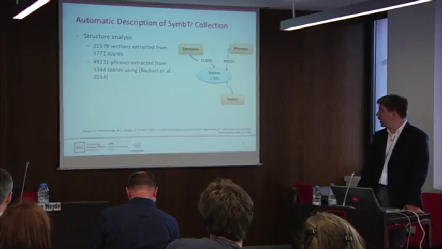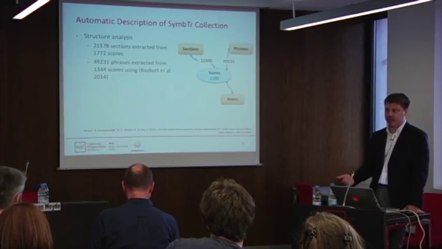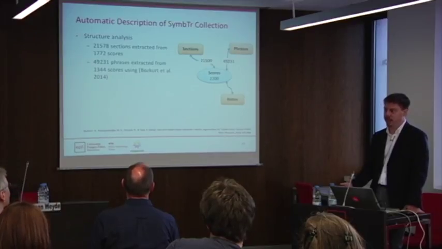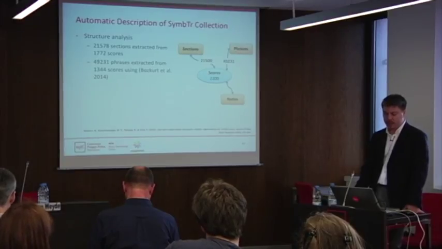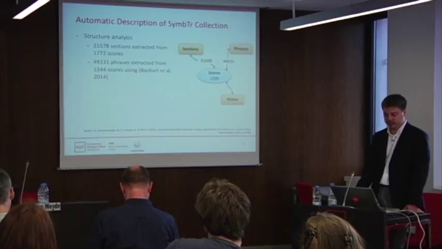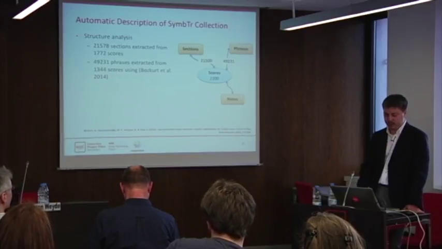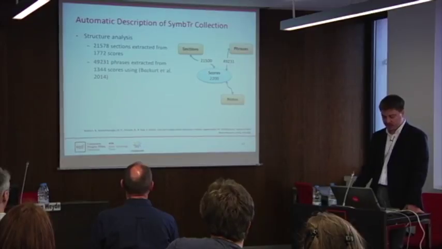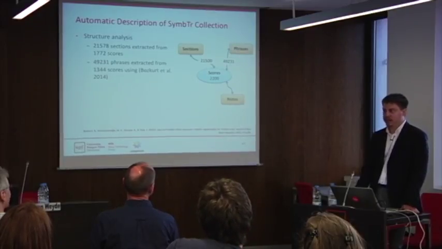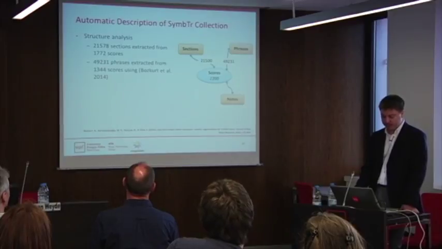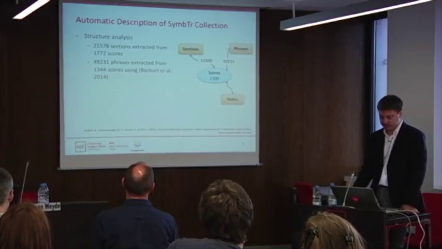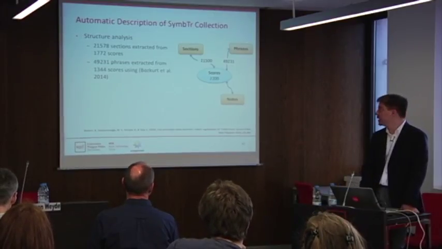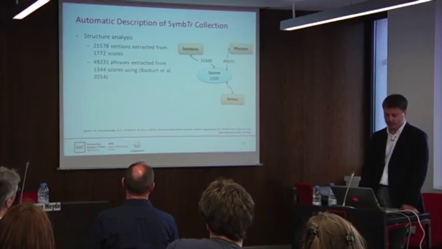So the first thing is the scores, and here we applied the structure analysis that I explained at the start of the audio score alignment section. By doing this analysis, we obtained more than 21,000 sections labeled semiotically. Then, using the state-of-the-art phrase segmentation method proposed by Bozkurt, we were able to obtain the phrase boundaries in these music scores, and we also applied the same semiotic labeling, which allowed us to obtain almost 50,000 labeled phrases in these music scores.